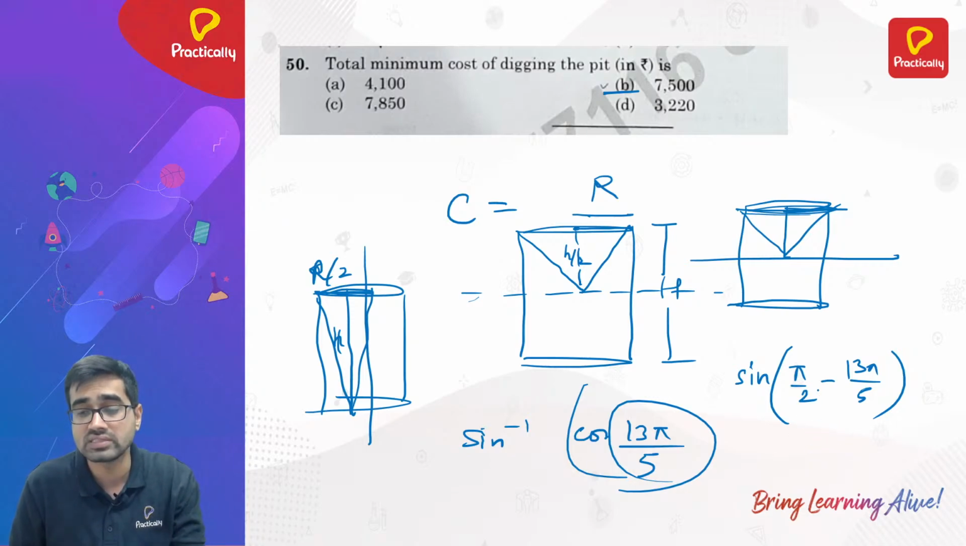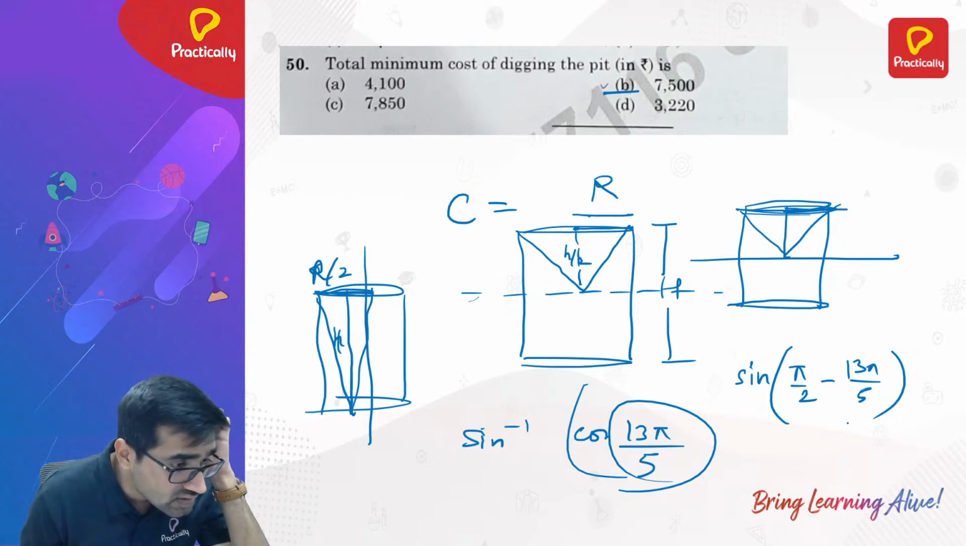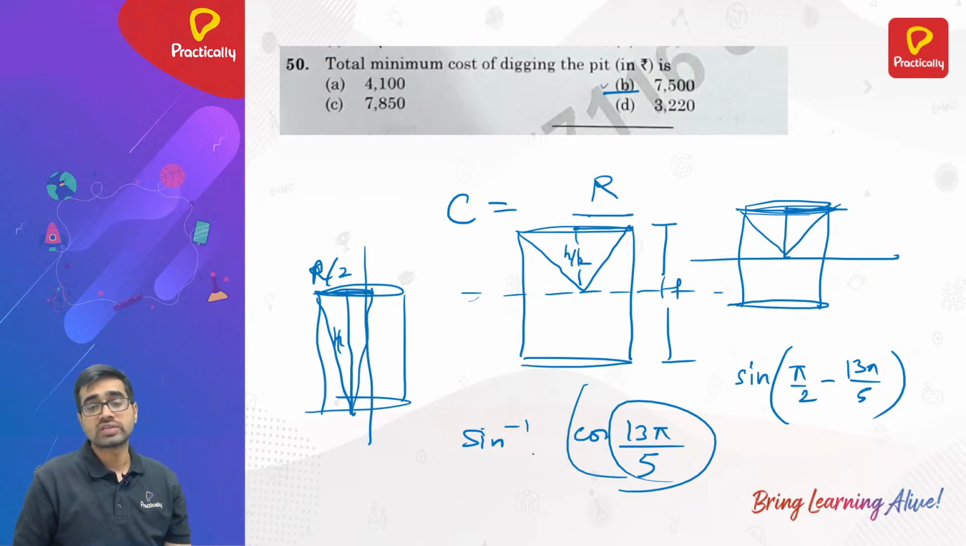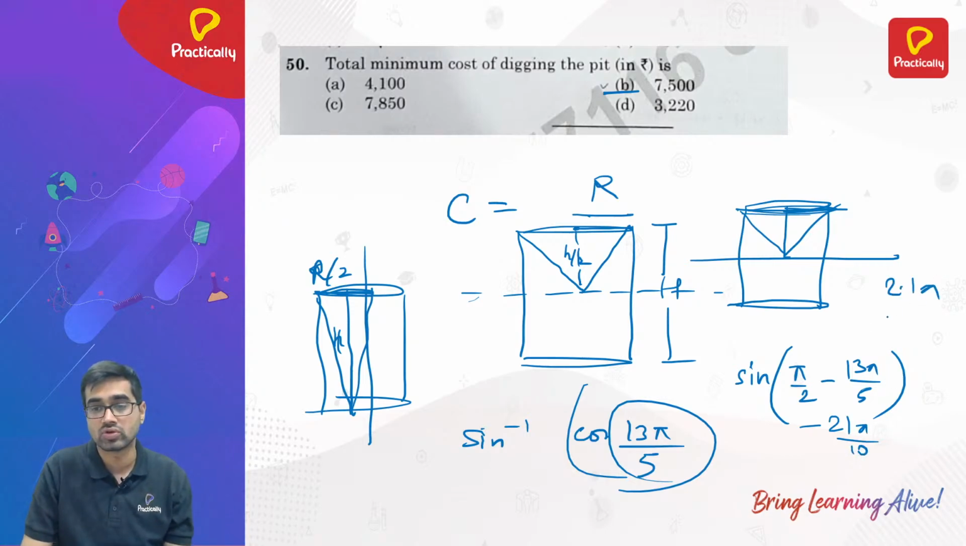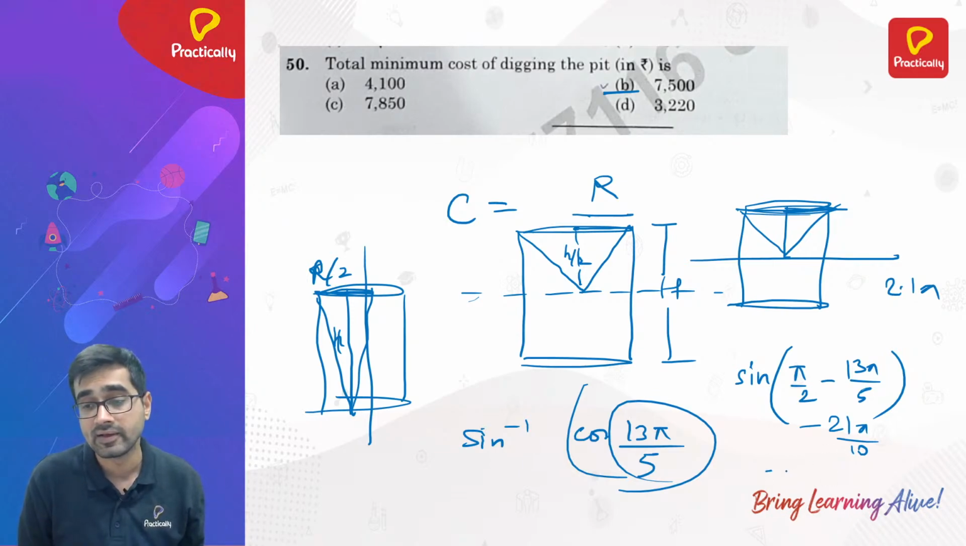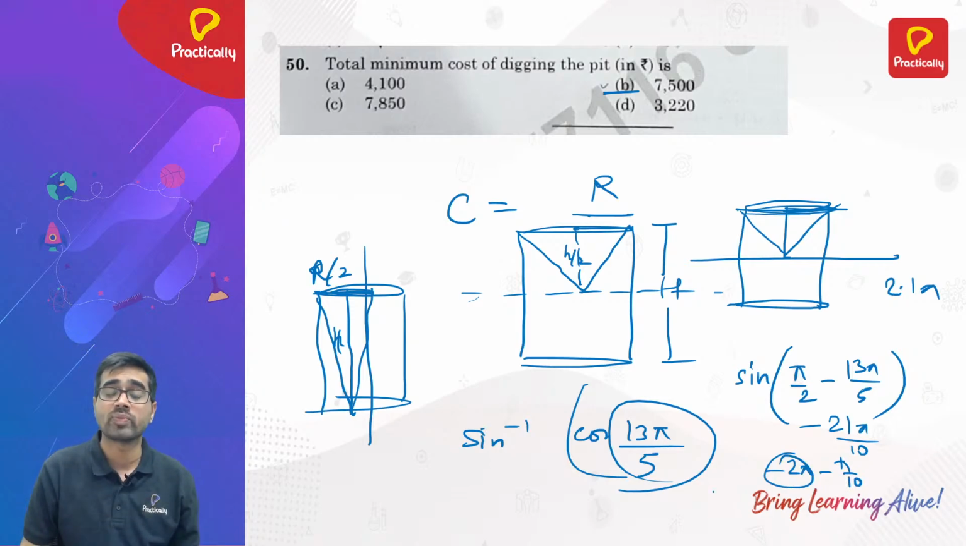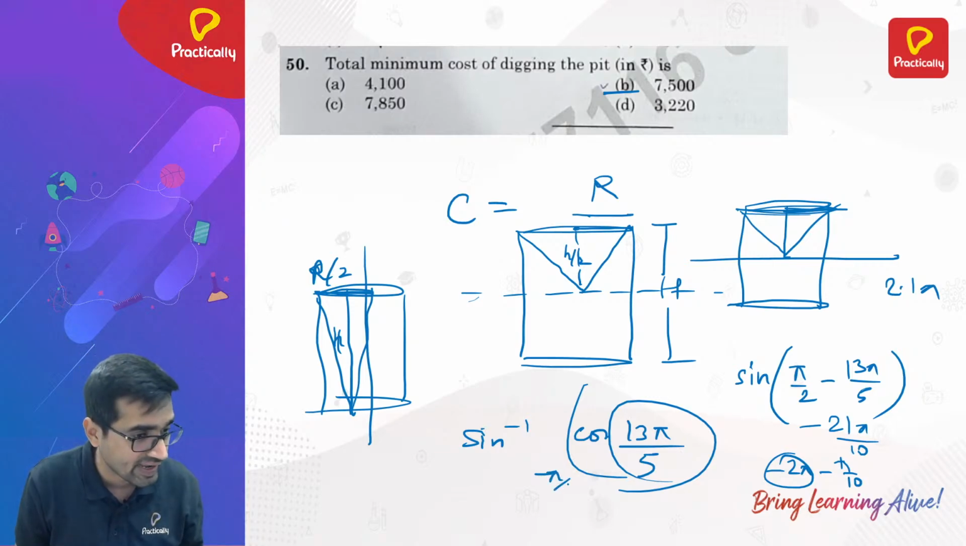So sine inverse of cos 13 pi by 5, cos is sine of 90 minus theta. Okay. So now you get 5 pi minus 26, so minus 21 pi by 10, which is 2.1 pi, which is double it. So we can still make it minus 2 pi minus pi by 10. So if you add 2 pi, you reach the same value. So this is minus pi by 10.